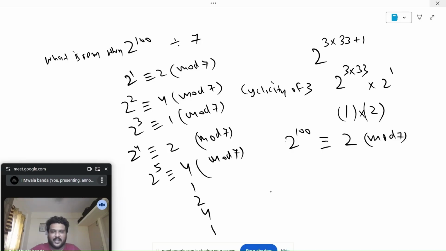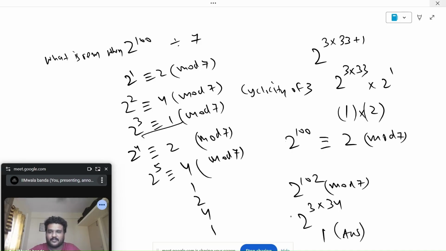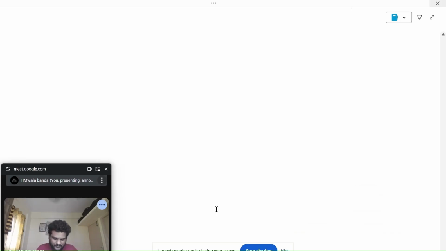And one very important note is that if I say 2 to the power 102 mod 7, this is basically saying: what is the remainder of 2 to the power 102 when divided by 7? So if you look at it, this is basically 3 into 34. That's it. So don't say that the answer is 0. Say that it is the 34th cycle, so it will end here. So the answer is 1. All right. It's just some mistakes students make, but you get the idea, right?